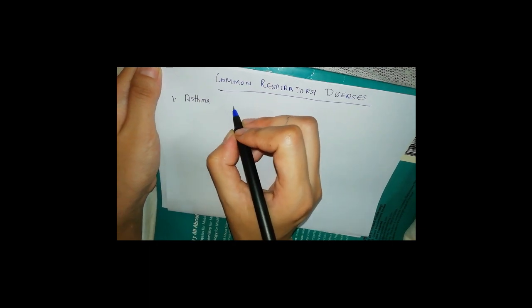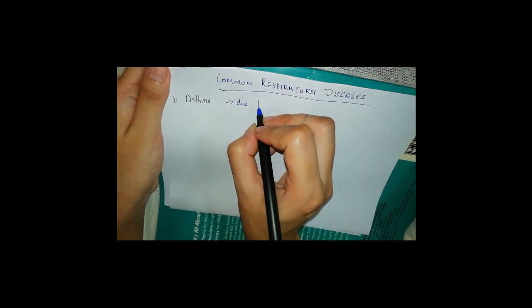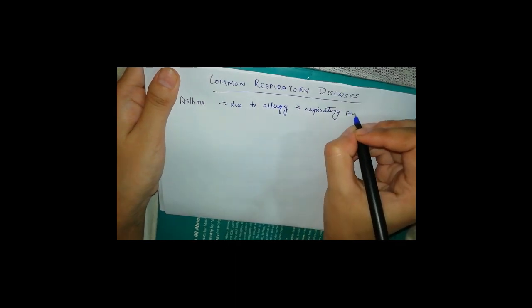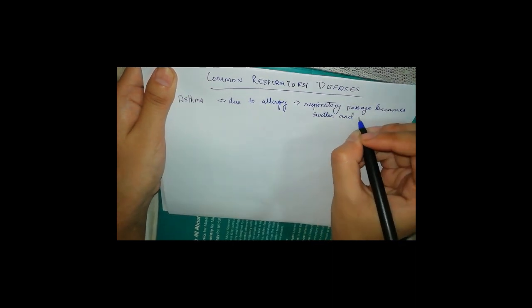Okay, we all know that if we do not take care of ourselves, we can also suffer from some diseases. So even under the respiratory system, we also have some common respiratory diseases. The first one is asthma. This asthma is caused due to allergy, and due to allergy, your respiratory passage becomes swollen and constricted. So asthma is a respiratory disease caused due to allergy, in which your respiratory passage becomes swollen and constricted.